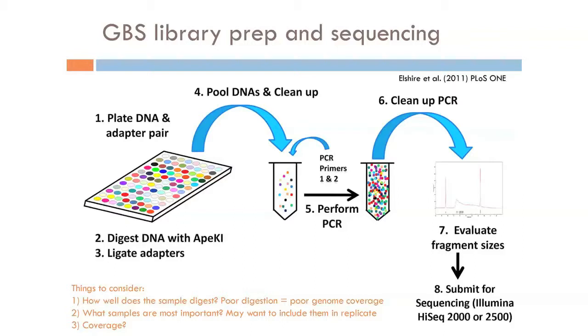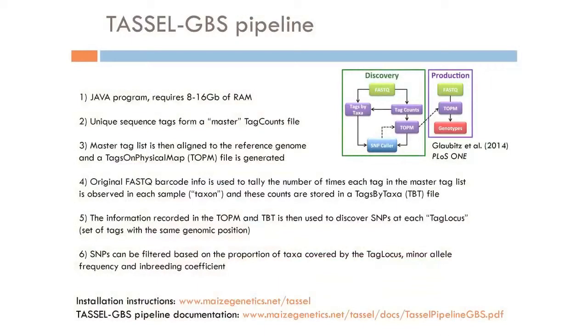And finally, coverage is important. Carrot is a relatively small genome, so that's nice. GBS works very well with carrot. It is highly heterozygous, though, so you do want to consider that for calling heterozygous SNPs, that you have appropriate levels of coverage. So I'm not going to talk very much on the bioinformatics pipeline.